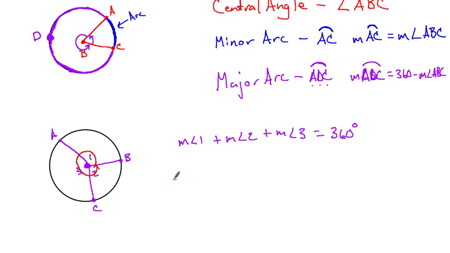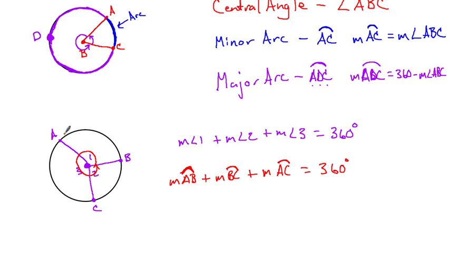Well, an arc is the same way. So the measure of AB plus the measure of BC, this is arc AB and arc BC, plus the measure of arc AC, you could have said CA, so those aren't very good arcs, but you get the idea. You could say AC or CA, it doesn't matter. Those add up to 360 degrees.